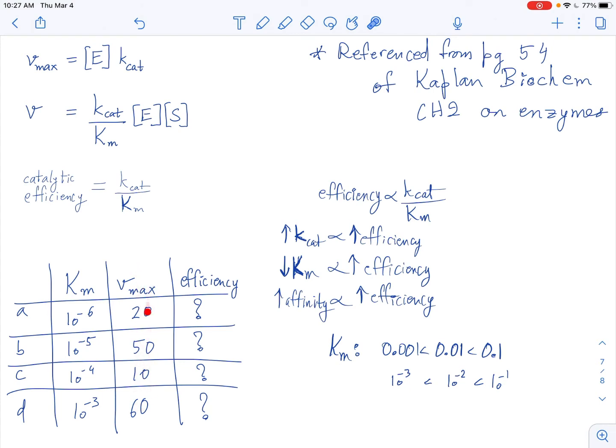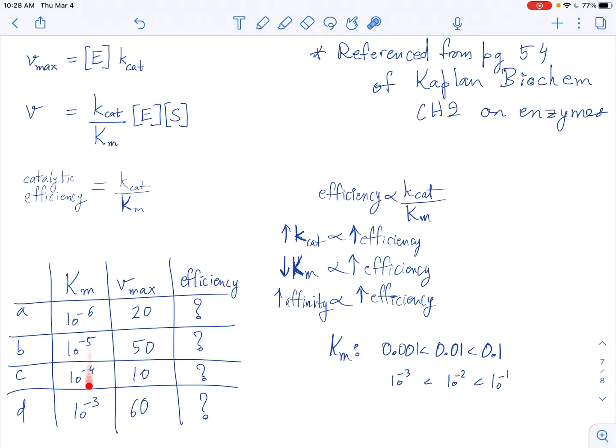But what you notice is it's 20, 50, 10, 60. That's all in the same zone. That's 10 to the power of 1, right? Those are all in the same zone. Whereas Km is jumping between thousands, hundreds, tens. So this is probably worth focusing more on. This is going to show us a bigger change, mathematically speaking. Also, Vmax is an indirect relationship to Kcat that trickles down here. So keep it simple. Just let's look at Km.